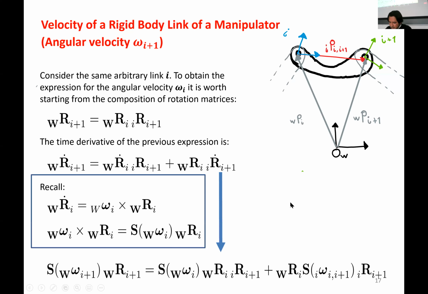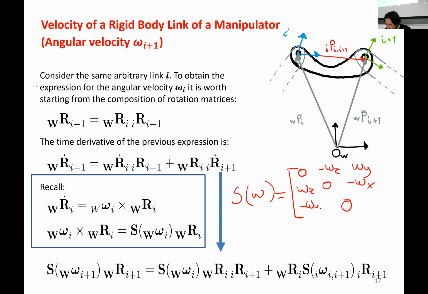We were here. I'm going to just show omega here, to make it less notationally heavy. So 0, 0, 0. Then here you have minus omega z, omega y, minus omega x. And then here you have omega z, minus omega y and omega x.